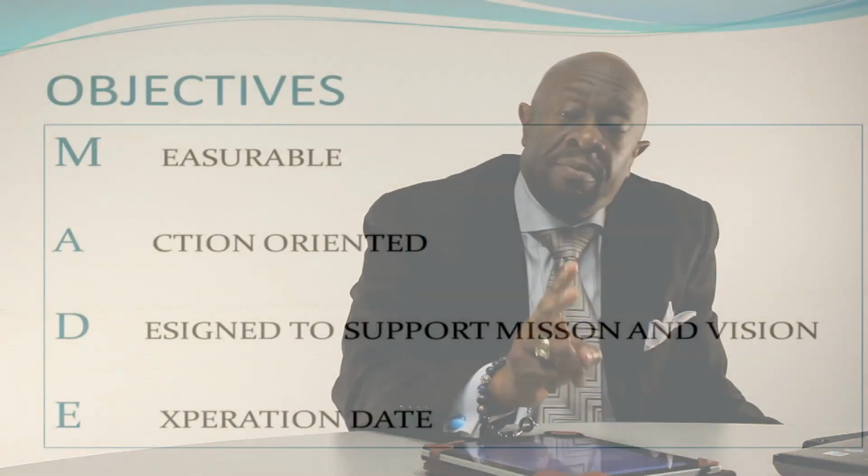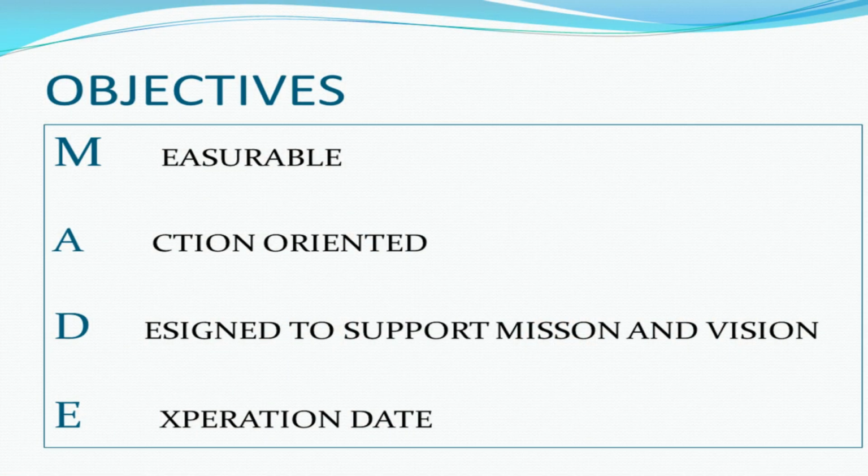M stands for, are they measurable? A stands for, are they action-oriented? D stands for, are they written in a way that's designed to help you to reach your mission and your vision statement? And E stands for, they just ought to have an expiration date. They ought to have a time.